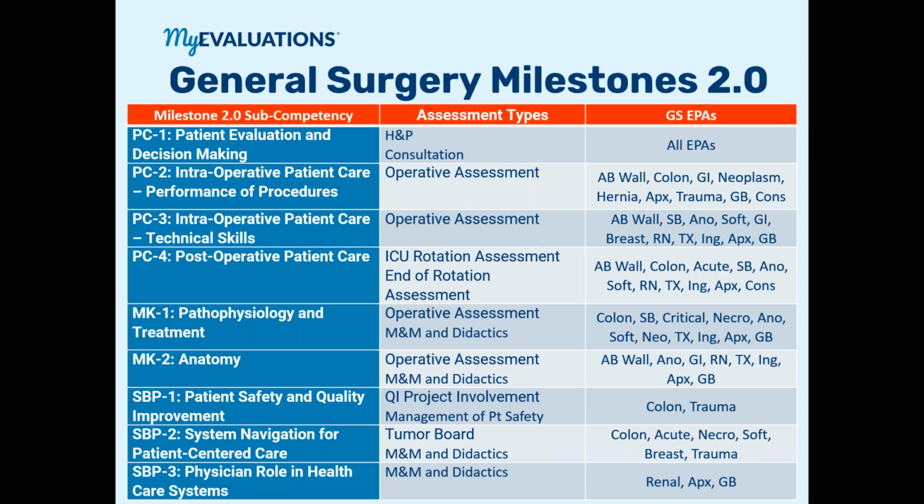So here's a very basic table outlining examples of what the ABS had envisioned in terms of data mapping. So for example, in the first column, you're seeing the sub-competencies from the ACGME milestones. So the first sub-competency is PC1, patient evaluation and decision-making. It was determined by the ABS that this assessment has to do with collecting history and physical, that's H&P, and it has to do with consultation. And they determined that all of the EPAs should be mapped to PC1. So they have been. For PC2, which is intraoperative patient care, performance of procedures, they determined that this subcompetency deals with operative assessments, and their recommendation was to map that to specifically abdominal wall, hernia evaluation.